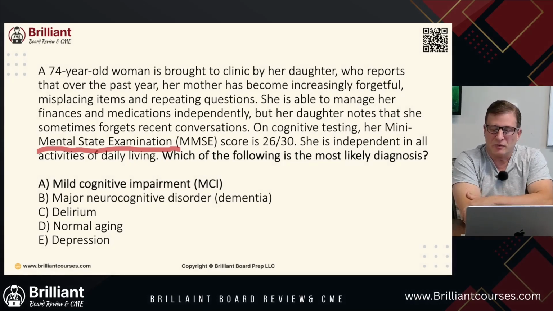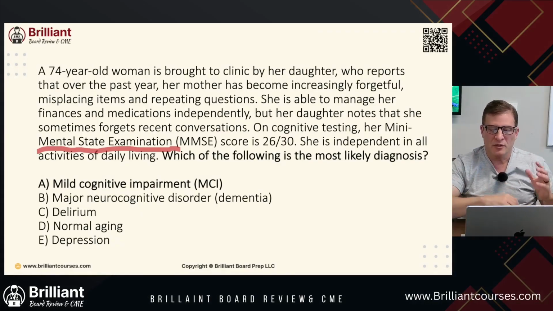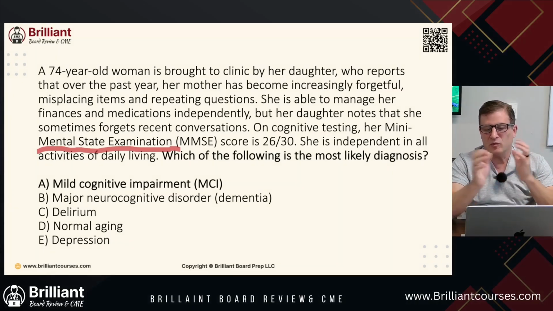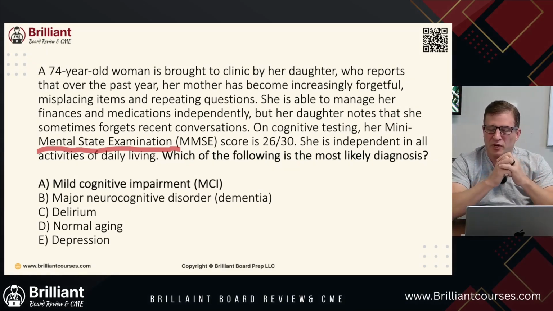This lady is able to carry out her activities of daily living. It is distinguished from dementia, which requires functional impairment. Delirium is acute and fluctuating, and depression may cause cognitive symptoms, but it's not the primary issue here. We didn't have any discussion of how she's sad or that she had recently had a relative pass. So if we change this up, and she recently had her husband of 30 years of marriage pass, then we would consider depression as the cause of our cognitive impairment.